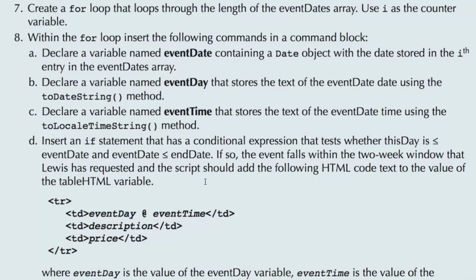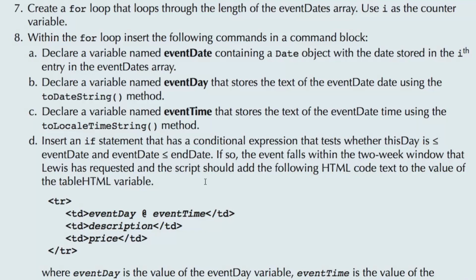So we've actually completed steps 8A, B, and C here. We created the event date variable, the event day variable, and the event time variable according to the specifications there in A, B, and C. So we're up to 8D now. We're going to add an if statement that has a conditional expression that'll test to see whether or not thisDay is less than or equal to our event date, and then also check to see if the event date is less than or equal to the end date.